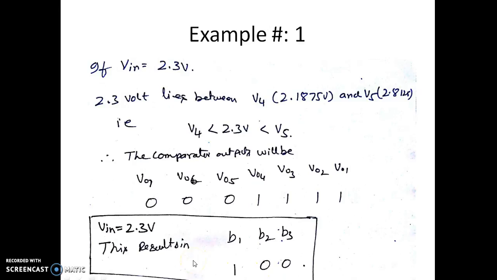This will happen in only one clock pulse, because whenever we give the clock pulse, during the positive rise of the signal, the comparators will give this output voltage. The bottom four comparators will give 1 and the top three comparators will give 0. Upon the falling edge of the clock, the decoder will give this output, that is 1, 0, 0, corresponding to 2.3.